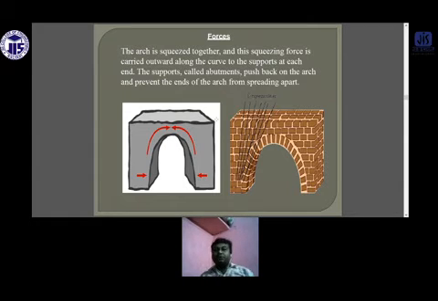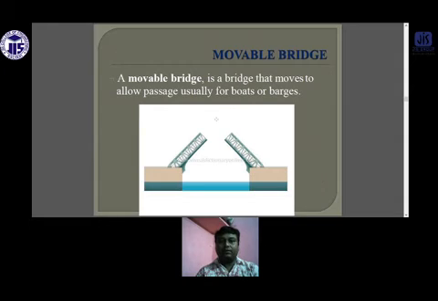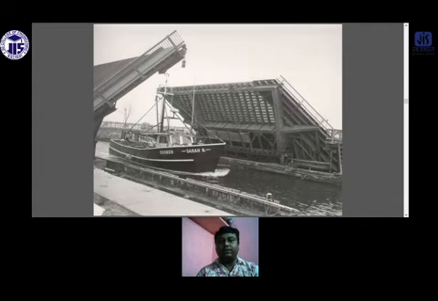The arch is squeezed together, and this squeezing force is carried outward along the curve to the support at each end. The supports, called the abutments, push back on the arch and prevent the ends of the arch from spreading apart. Movable bridges. A movable bridge is a bridge that moves to allow passage, usually for boats and barges. So this one is the movable bridge.